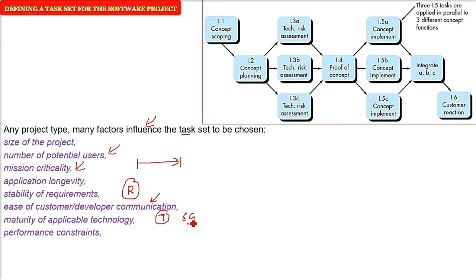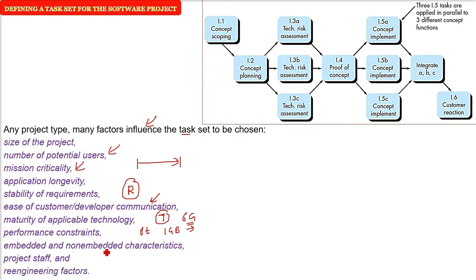For example, maturity, I was talking about 6G. It has not come, so you cannot do anything for that until it is matured. For example, a file transfer is there, a performance constraint I'm talking about, 1 GB in 1 second. Is it possible? Can you do it? And whether this software will be a desktop software or it will be inside your washing machine or your microwave, that is the embedded, non-embedded. Project staff, how many people? 2, 20, 200. This also influences the task set. The re-engineering factors. How much needs to be changed? How much needs to be adapted? How much needs to be extended?